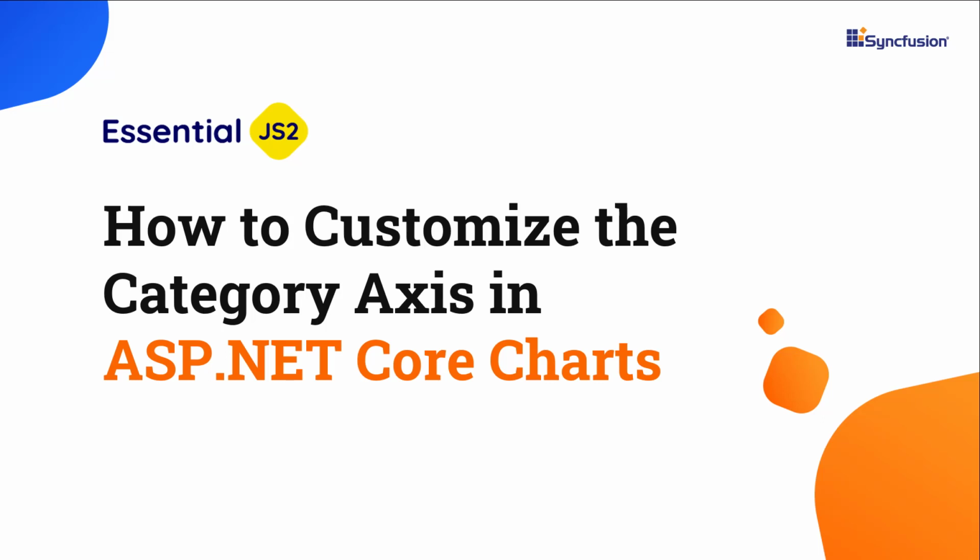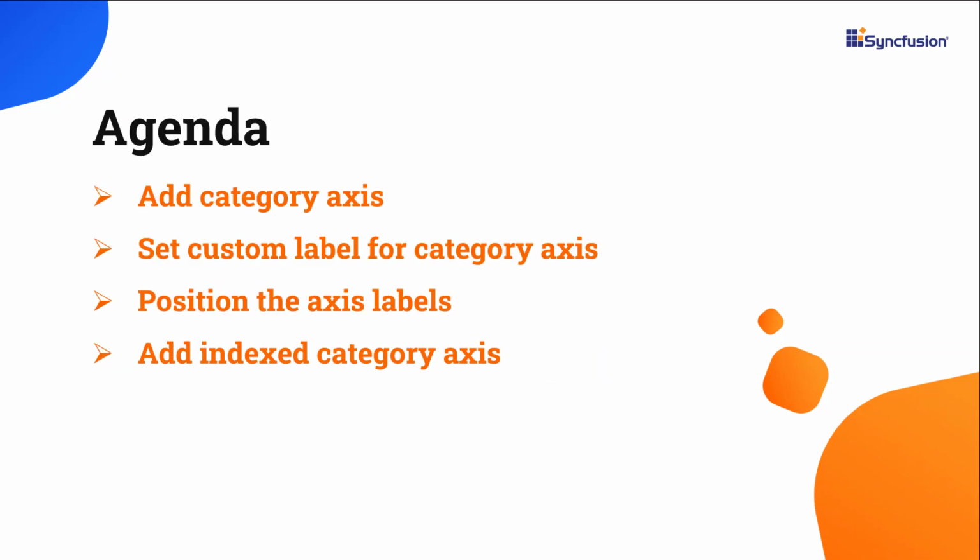Welcome to the ASP.NET Core Charts control tutorial. In this video, you'll learn how to customize the category axis of Syncfusion ASP.NET Core Charts. I'll also demonstrate how to add a title, customize the label of the category axis, and render an index category axis.